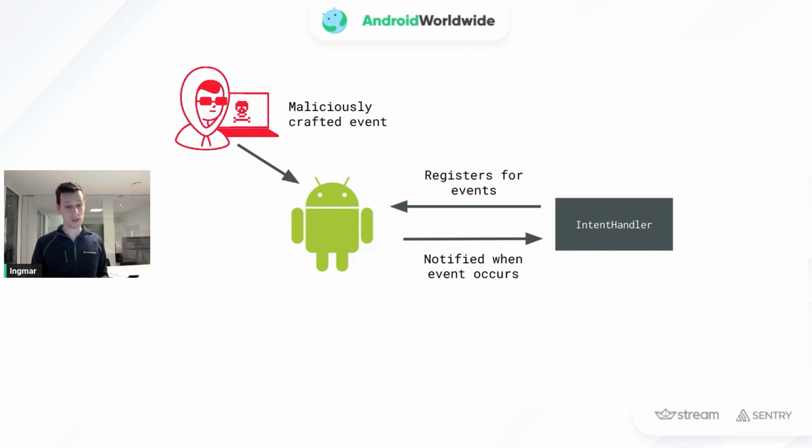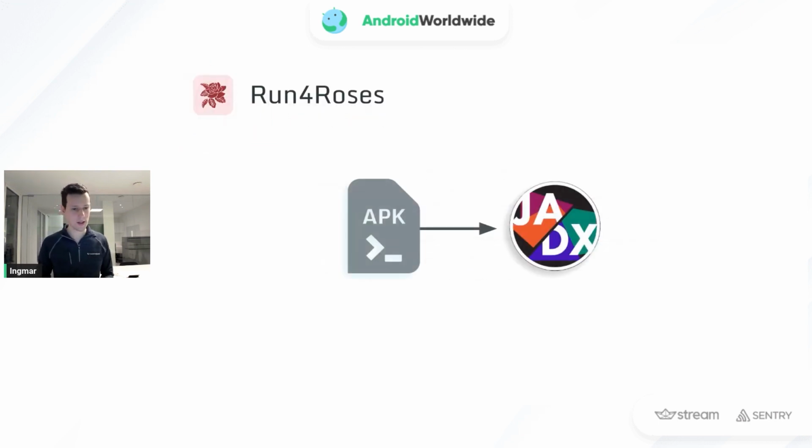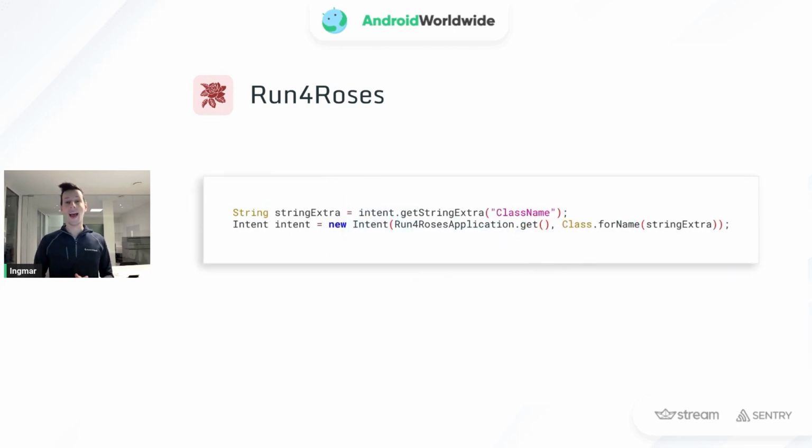So just do the same again, under the Run for Roses app itself. We put it in JADX, we try to understand what is going on, and then we get to this piece of code. It's a string extra, a class name, and somehow this string extra then gets directly called in Class.forName. So we're doing reflection directly from code inside of an intent. So that's something we can probably abuse and get access to classes which we shouldn't have access to.